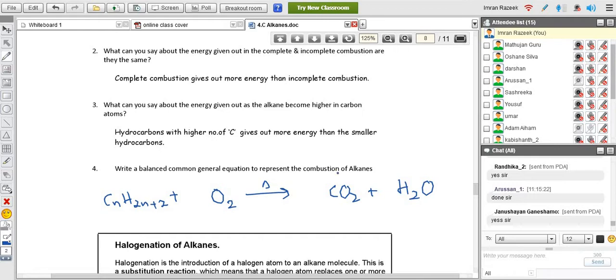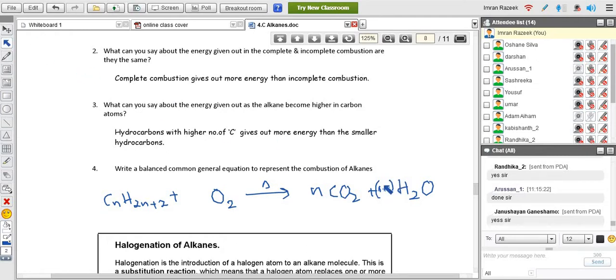So there's n amount of carbon, so I put n in front of carbon dioxide in order to balance the carbon. As for hydrogen, there's 2n plus 2 hydrogen here, so I'm going to put n plus 1 times 2, which is 2n plus 2. So carbon is balanced, hydrogen is balanced, the left is the oxygen.